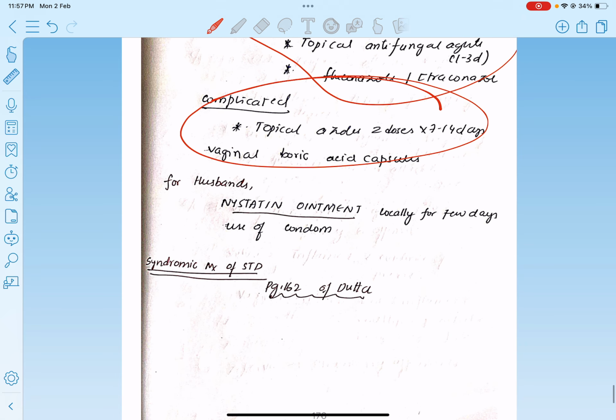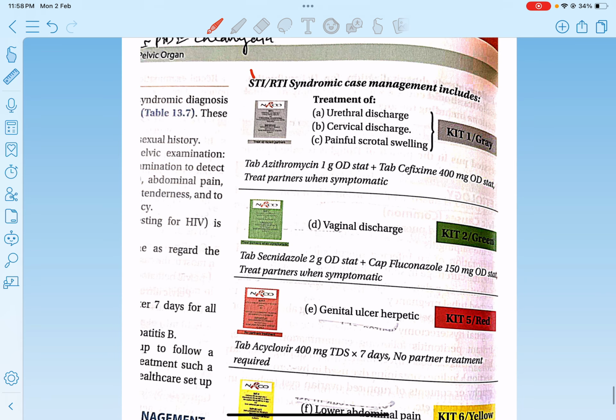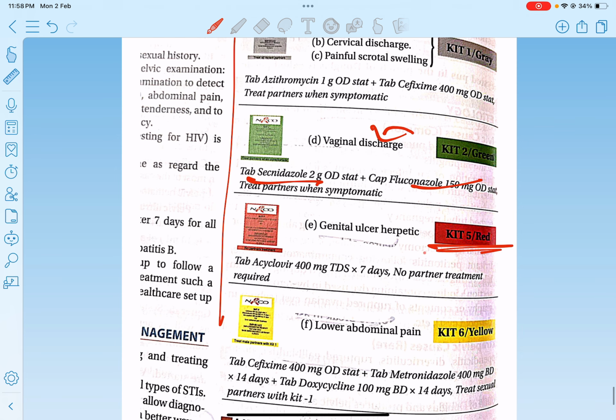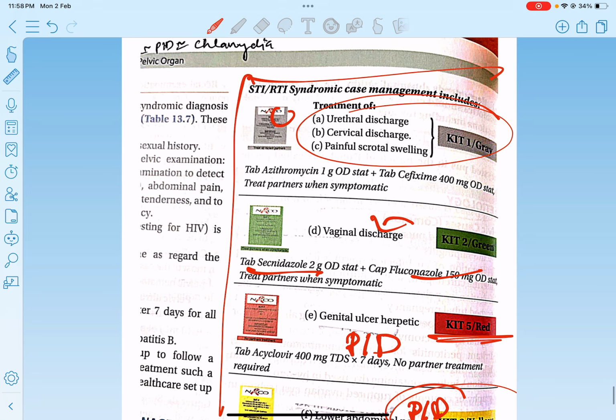Okay. So in these things, I have just underlined the important things so that you know what are the things which you need to discuss. So this is the kit. So remember, I think all of you know vaginal infection is quite safe. So it has the green kit, and these are the components. Then this is due to PID. Sorry, this is due to PID, yellow kit, and this is the gray kit for cervical infection.